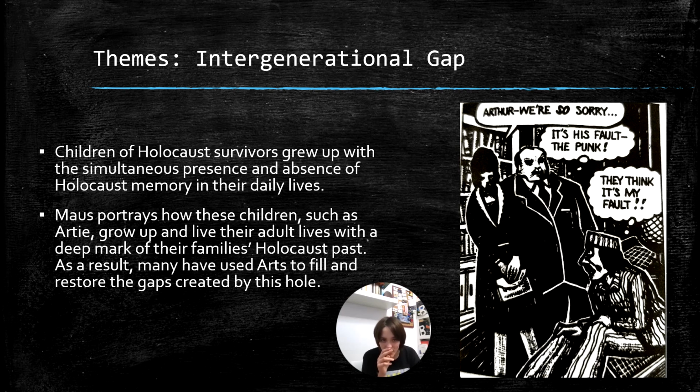So Maus portrays how these children, such as Artie, grow up and live their adult lives with a deep mark from their families, because their parents, well, I'm not saying that they didn't suffer in Auschwitz and the Holocaust. I'm saying that they actually passed that suffering on to their children, because the children now felt guilt, felt how troubling it was to be in Auschwitz. They didn't have the childhood like I did, that you did. They had a very difficult and basically troubling childhood. He feels that he cannot restore the gaps that Auschwitz created in his parents.